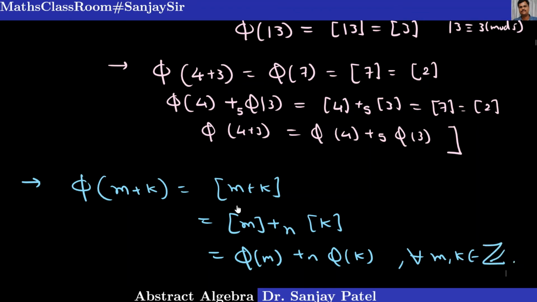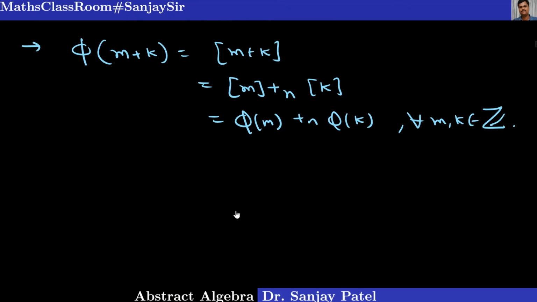Okay, so the first condition is proved, that phi of m plus k is equal to phi of m plus phi of k. Remember, in the domain we have the set of integers as the ring and its operation is plus, addition of integers. In the codomain we have the ring Zn, whose operation of addition is plus, and that is addition modulo n.